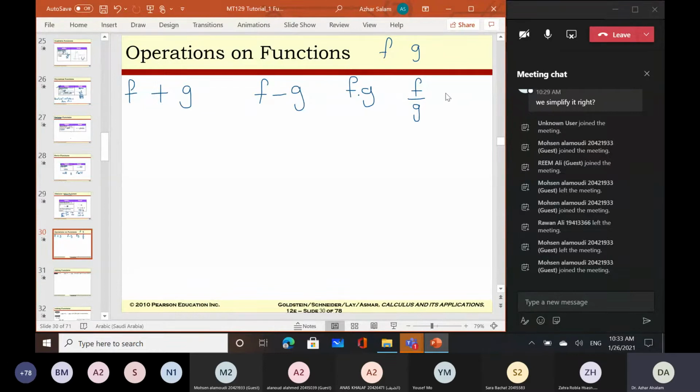Also, there is another operation that I will call the composition.